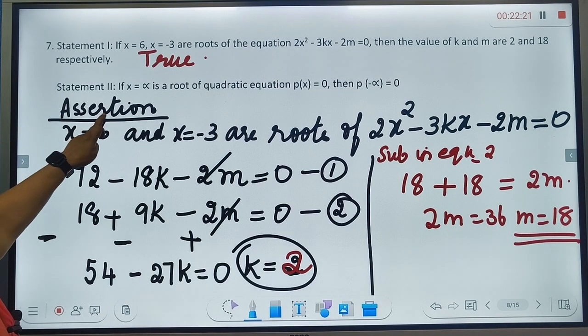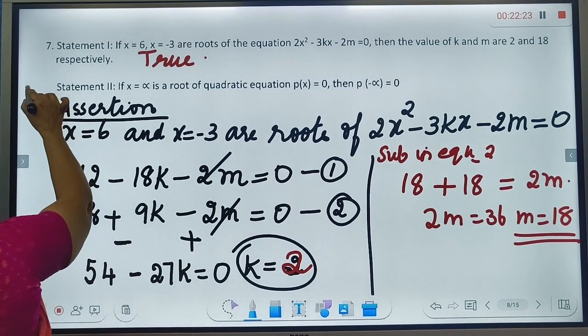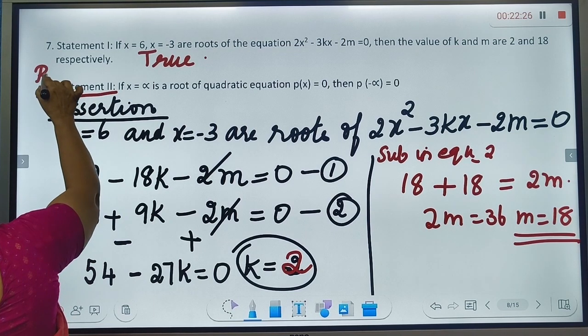Now this is called the reasoning statement. We are going to call it reasoning.